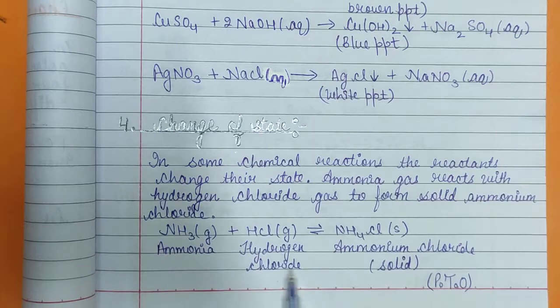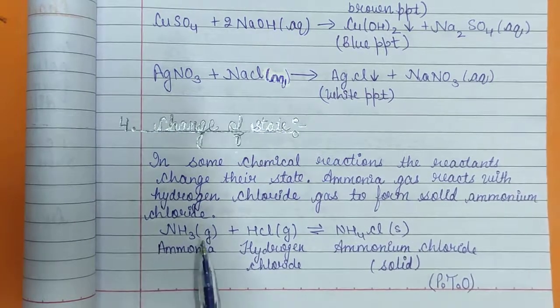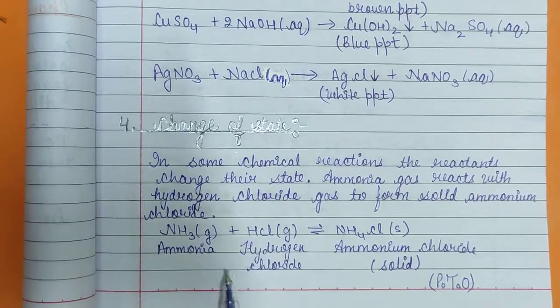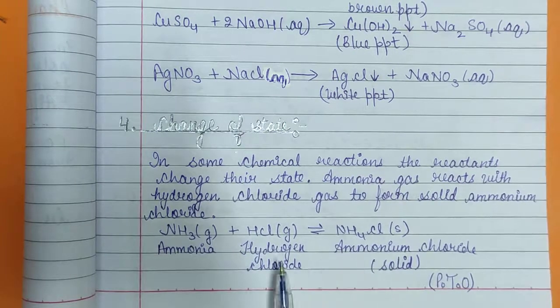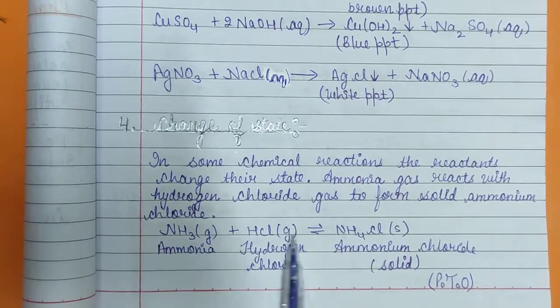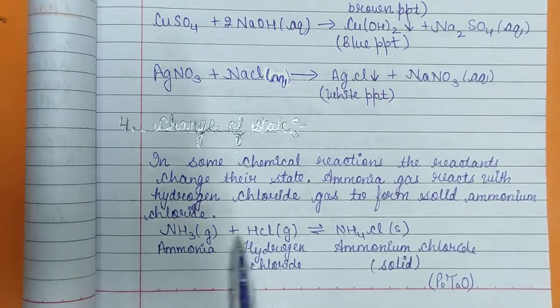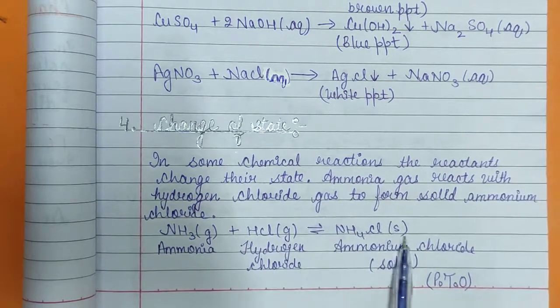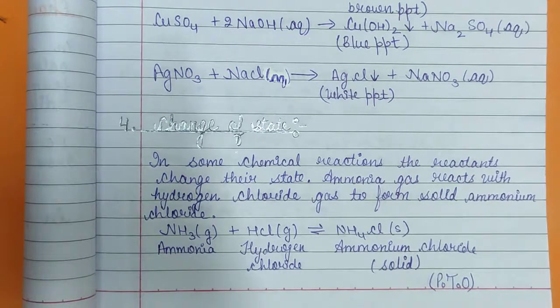As you may observe here on page number 3, when you react the ammonia gas, which is in gaseous state, with hydrogen chloride gas, it will form ammonium chloride compound which is in solid state. So here you may observe the change of state, that when the two gaseous reactants are reacting with each other, they will form the solid state compound. So here you may observe the change of state, right?